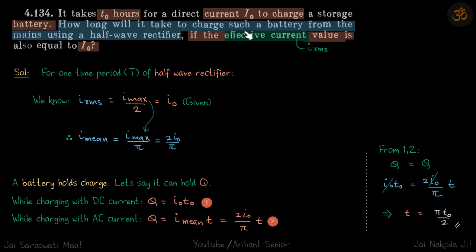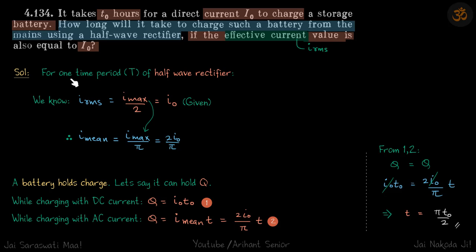When he says to charge a battery, the battery holds charge. So let's say it can hold a charge of Q. In both cases, we have to equate the total charge Q which the battery can hold. If we are supplying the battery the charge, that will be the I average that we are supplying. Sorry, I mean the charge will be I average into time. That is the charge that's been supplied in T time.